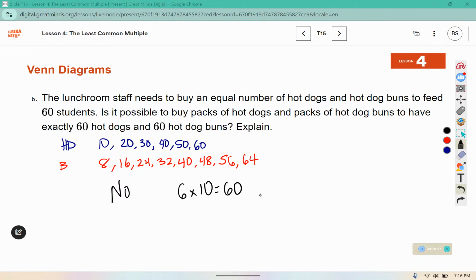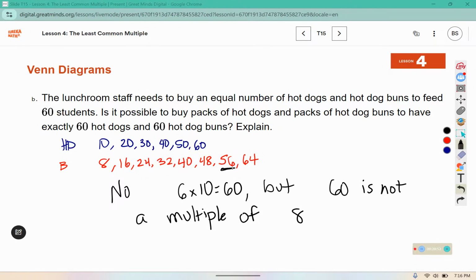equals 60. But 60 is not a multiple of 8. We would get 56 or 64. So we could have some hot dogs without buns, or we can have a few extra leftover buns, but we will not be able to get exactly 60 of both.